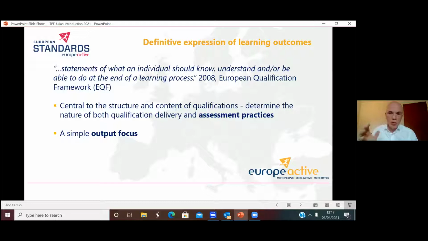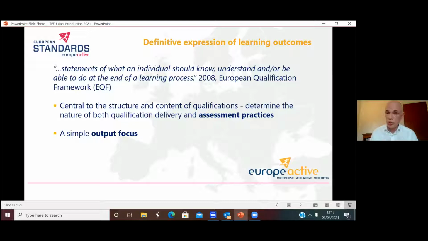Okay, so what have we done within those qualifications? Well, we now have definitive expressions of learning outcomes. It was never really that clear in terms of learning outcome statements within our standards. There was a reference to learning outcomes, but we've more clearly expressed those perhaps. So statements of what an individual should know, understand, and be able to do at the end of the learning process. This is what learning outcomes are all about.